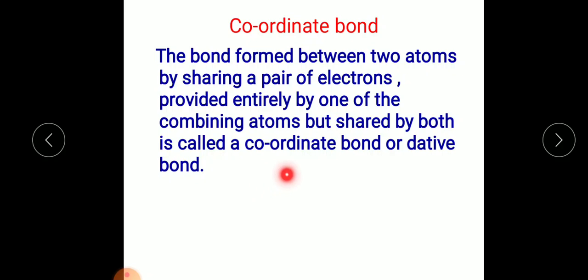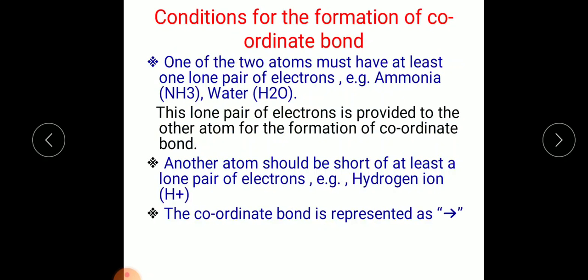If you remember, in an electrovalent bond the electrons get transferred completely from one atom to the other. In a covalent bond, the electrons are shared mutually between the two atoms. But in the case of a coordinate bond, the bond between two atoms is formed by a pair of electrons which one atom entirely donates, or we can say entirely shares with the other atom. We call it a coordinate bond or dative bond. This will be clear by an example.